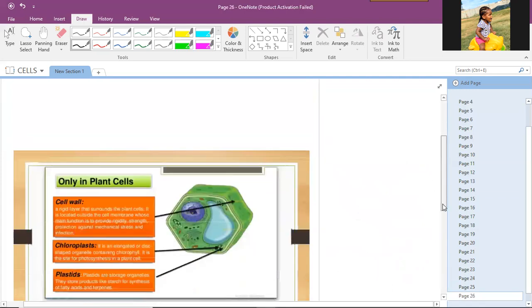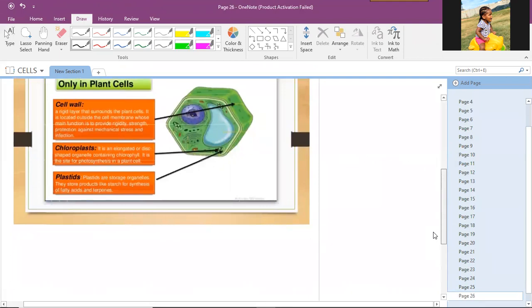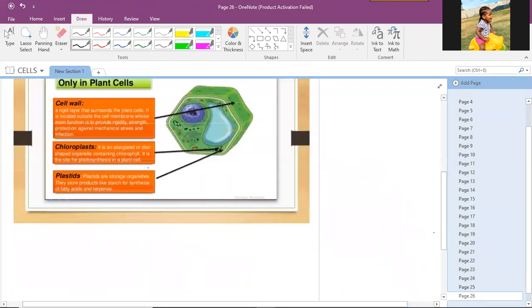All right, there are certain notes. There are the cell wall and chloroplasts. There is a structure known as plastids, which, this is A level, are not so important, but they are storage granules.